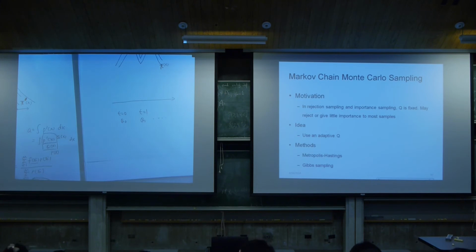And for MCMC methods, usually there are two methods, actually one method. The first one is called Metropolis-Hastings, and another one is Gibbs sampling. Gibbs sampling is a special case of Metropolis-Hastings.